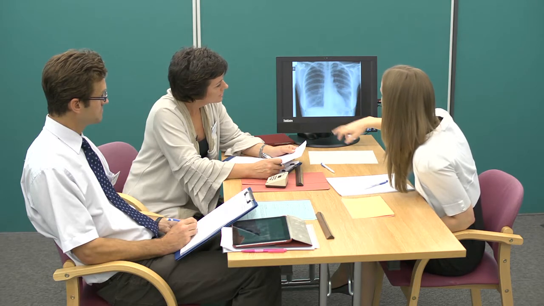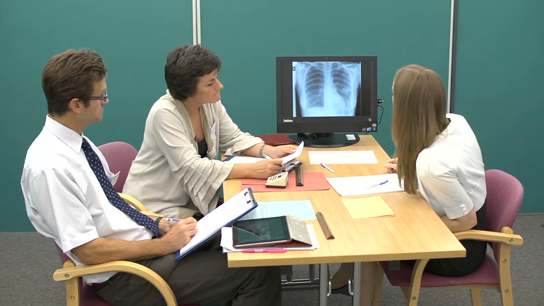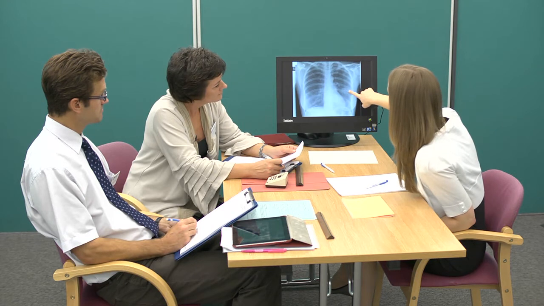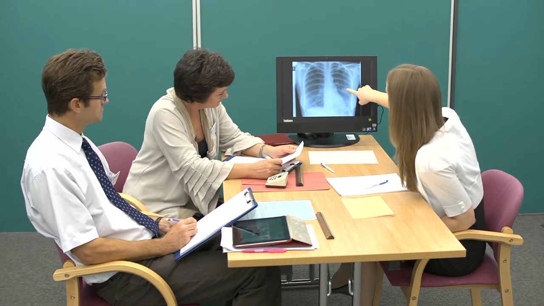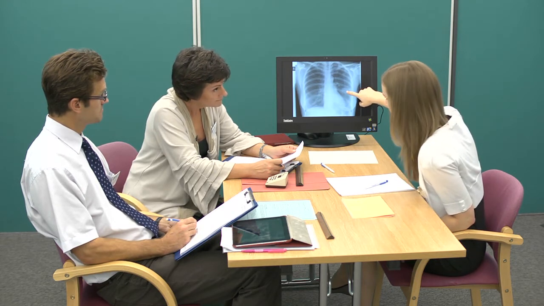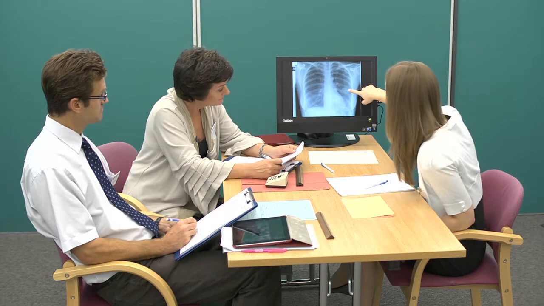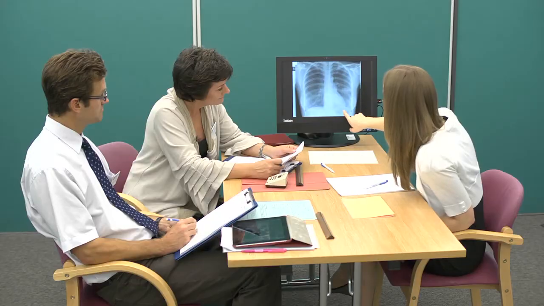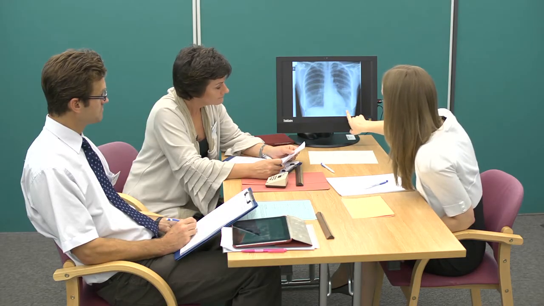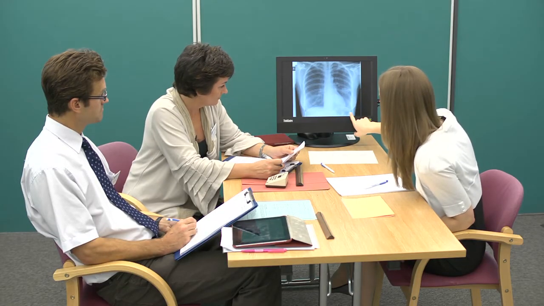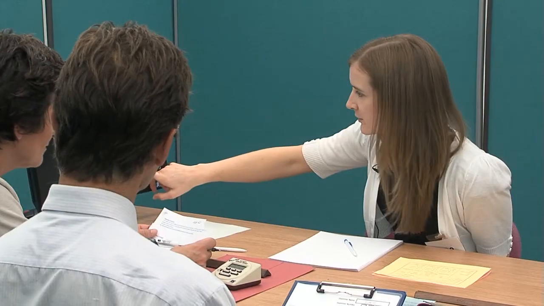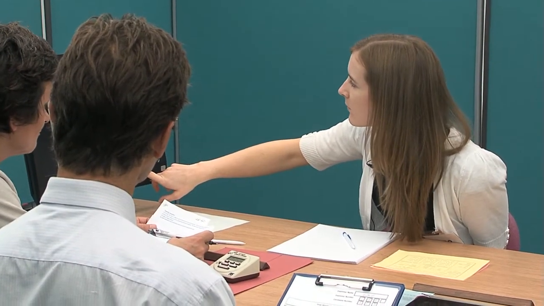Are there any particular things that jump out at you? Well, there's this area here. There's the rounded opacity, which is probably the cancer, which they're going to be resecting. There's a little bit of air under the diaphragm here, which is where the stomach is, so he's probably just got some air in his stomach. Okay, so the rest of it looks okay. Right. What else do you want to know before you proceed to operation?